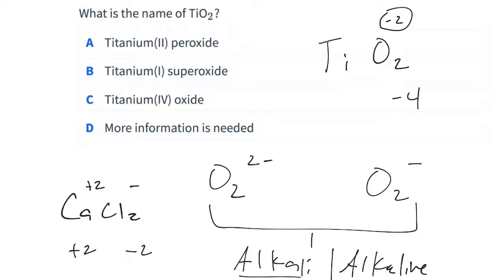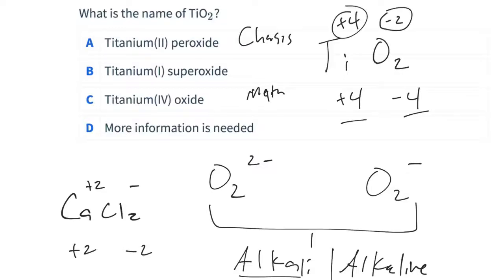So what I like to do is write the charge of the ions up above, and do the math down below. If I have to do math to work out what the charges are, that looks like math, so I'm going to do math instead. You got to be careful. You never know. So we got a -4 from the oxygen ions, the oxide ions. So we have to have a +4 for titanium. So this is how we work out titanium +4, titanium(IV) oxide.